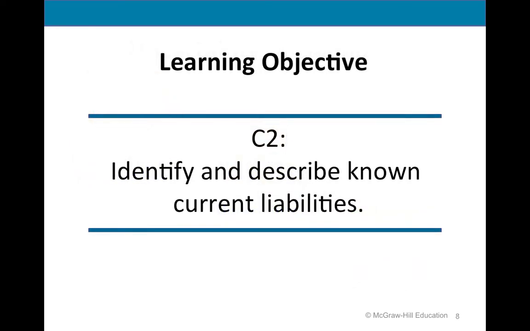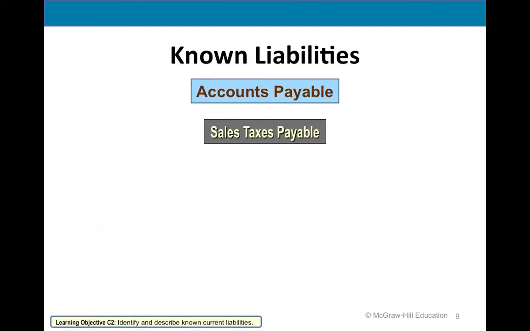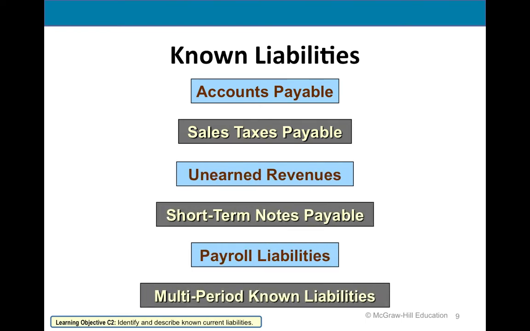Let's talk about identifying and describing known current liabilities. These are liabilities where we know exactly how much they're going to be and exactly when to pay. These are some of the liabilities we talked about before. We have accounts payable, sales tax payable, and so on. For all these liabilities, we know exactly how much we owe, what we owe, and the due date.